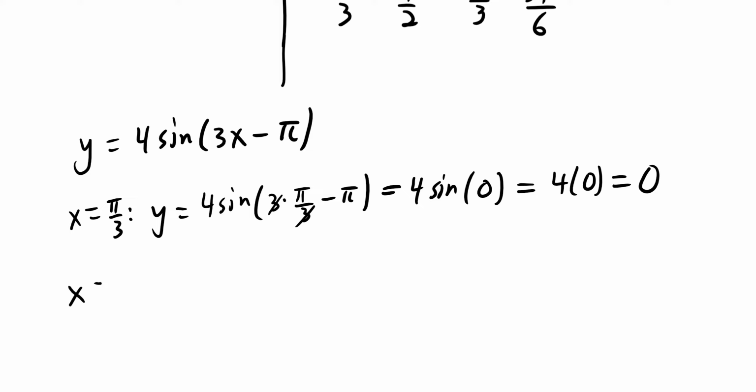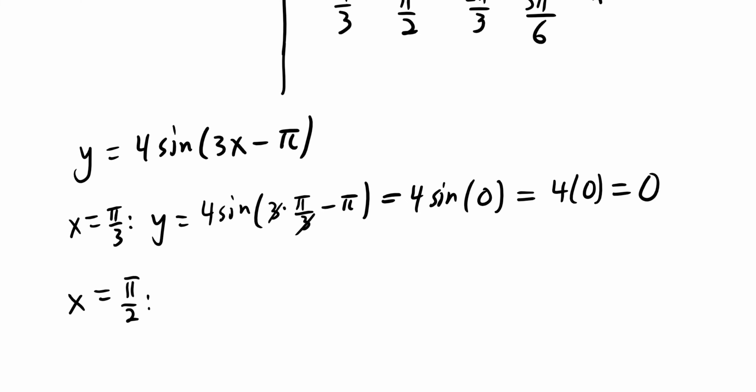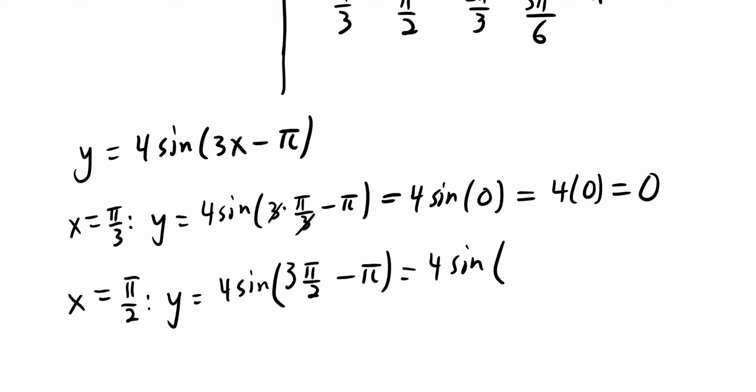If I substitute the next value in, pi over 2, that will give me 4 sine (3 times pi over 2 minus pi). Let's subtract the ones inside the parentheses. 3 pi over 2 minus pi, that's pi over 2. And sine pi over 2 is 1. So 4 times 1, that's 4.